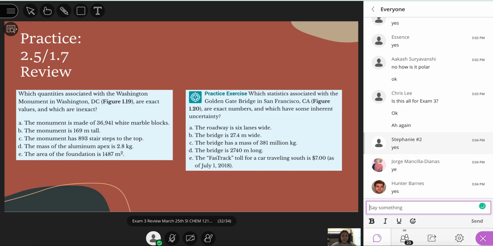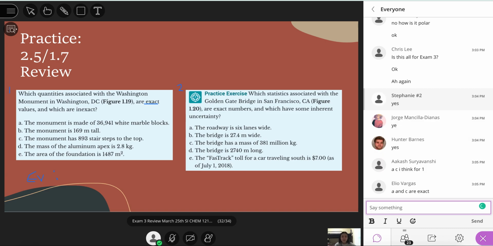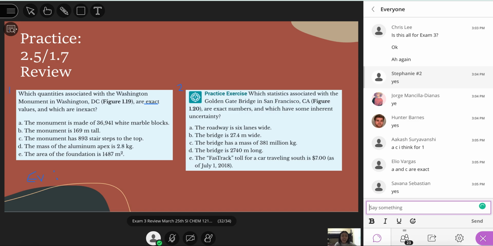Okay, this is just a really fast review. Which are exact values, which are inexact? This is just a multiple choice question, so 1 and 2. Can anyone tell me which are exact values? A, B, C, D, or E? Or how many? Which ones are exact and which ones are inexact? I'm going to give you guys a second to read that. So, exact values. Let's write that down here. What are exact values? Okay, A and C. Do we all agree with that? It's going to be A and C.